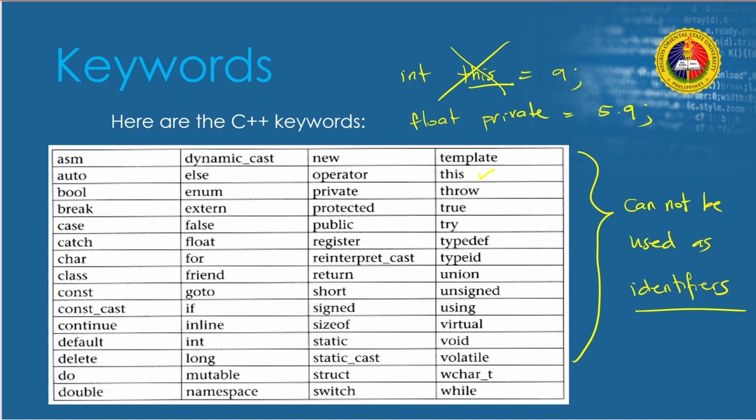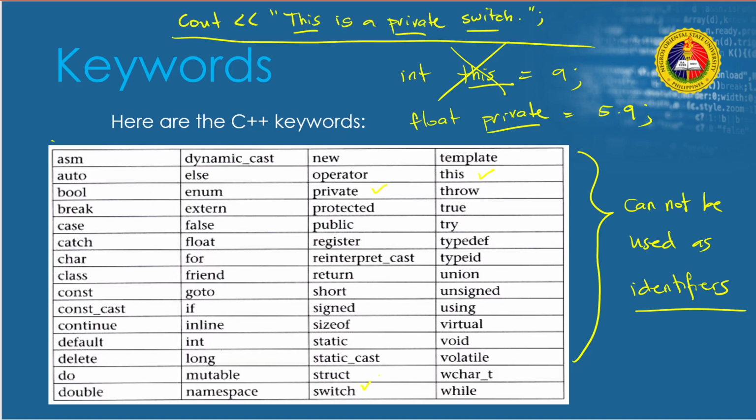This is a private switch. Private switch. Is this okay? Now we have private, and then we have switch. Okay, it's fine, because it's not an identifier. Okay, so long as it's not used as an identifier, then it's fine. However, we cannot use all of these as identifiers.